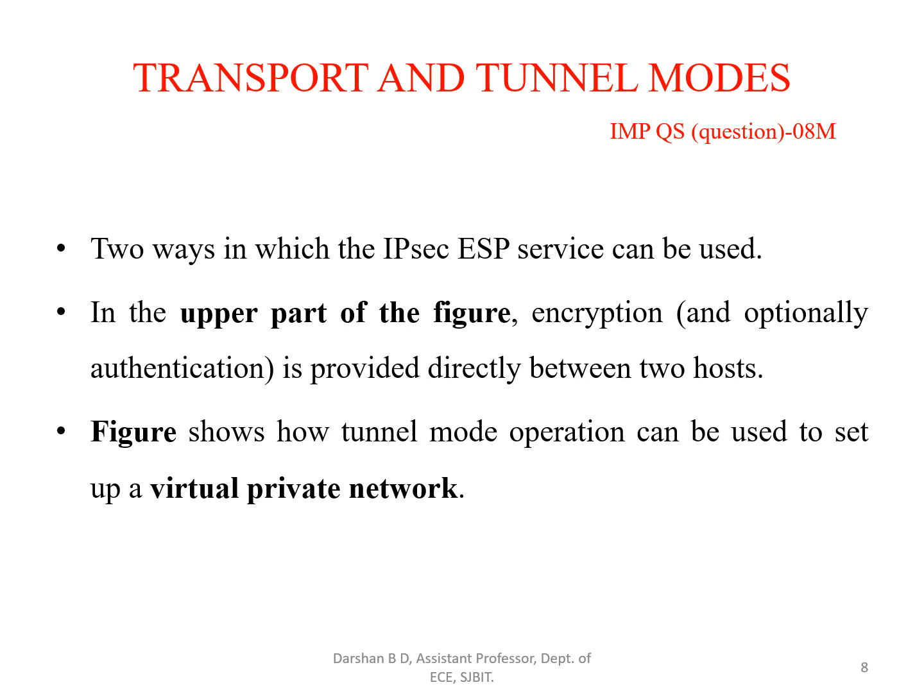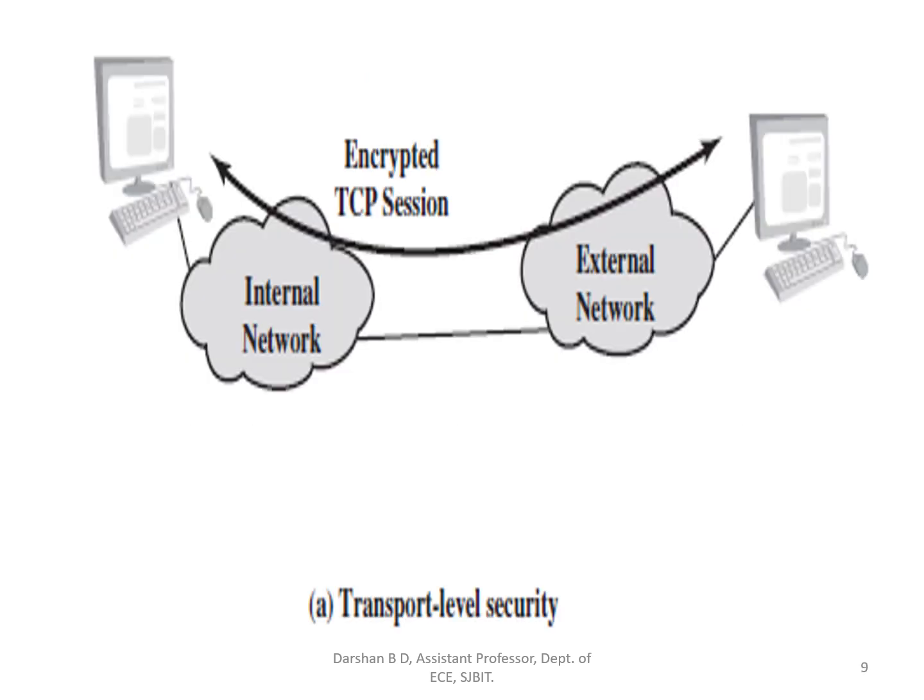Transport and tunnel modes. Here we have two modes of operation, transport mode and tunnel mode. These are two ways in which the IP security ESP service can be used. In the upper part of the figure, encryption, optionally authenticated, is provided directly between the two hosts. This is transport level security. The encryption is provided directly between the two hosts, so that is called an encrypted TCP session.